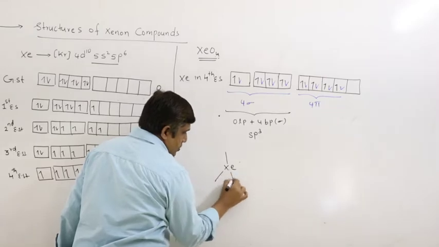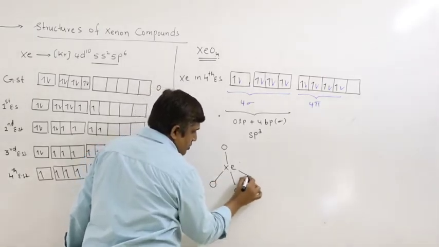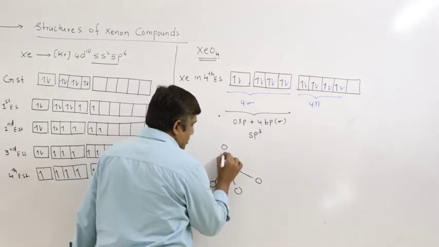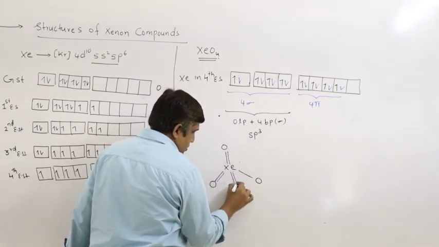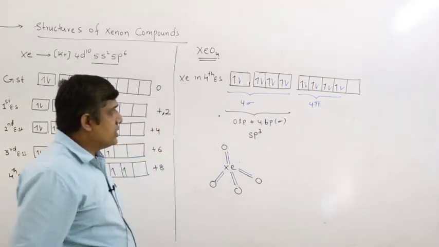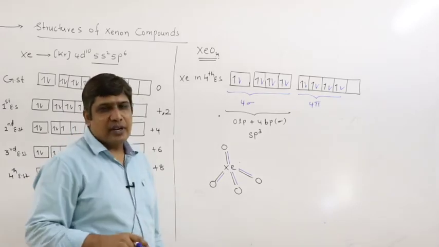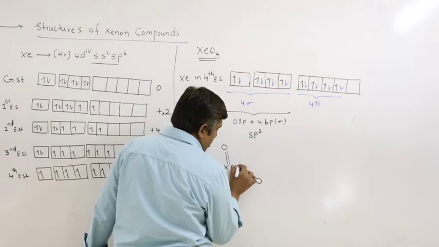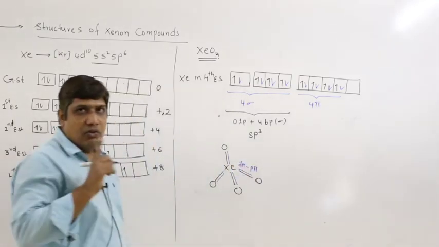Xenon forms 4 sigma bonds with 4 oxygens, and each oxygen forms a pi bond. So for pi bond formation, xenon uses d orbital, oxygen does not have any d orbital, so oxygen always uses p orbital. So this pi bond is formed by dπ-pπ overlapping, 4 dπ-pπ bonds.